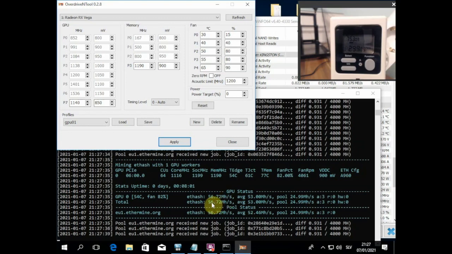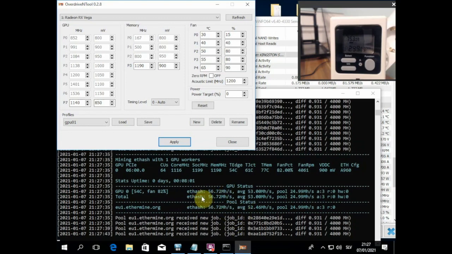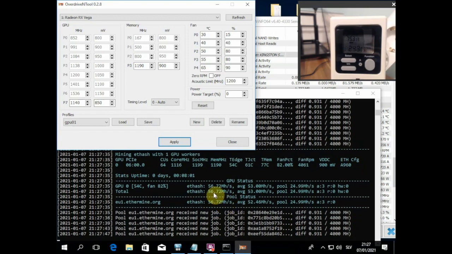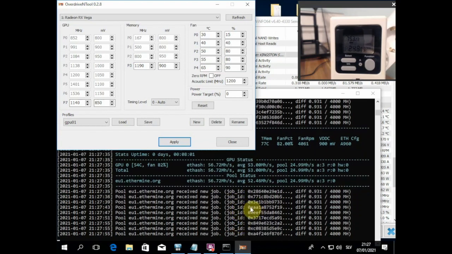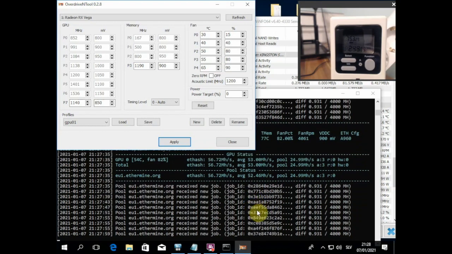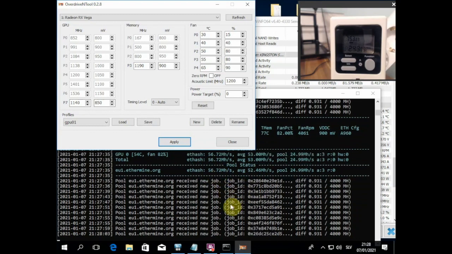And I think if we wait a little bit more, it will give us a little bit more. 56.8 or even, oh my god, even 57 is possible now. We have to push to 57. Let me remind you again, this is not healthy for a GPU long term. So please do not run it at 56 mega hash.